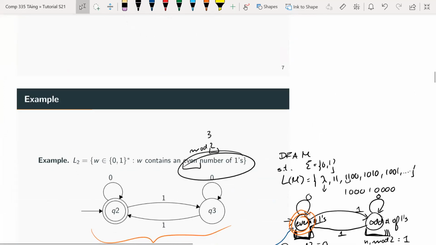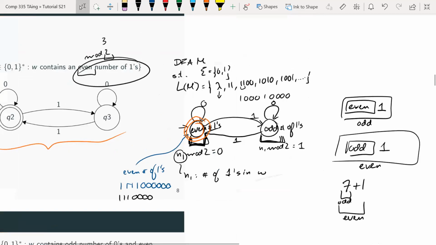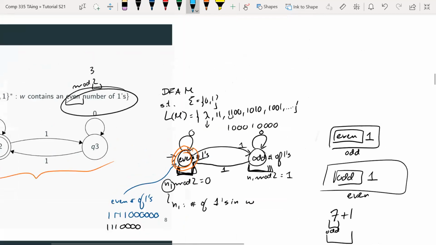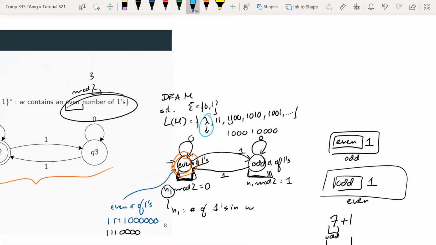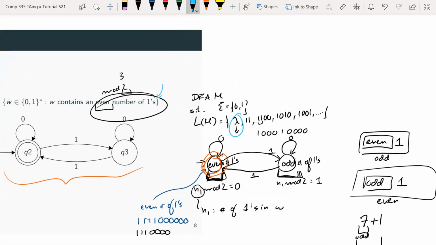What about lambda? Very good question. Excellent question. I like that question. So we agree that lambda should be in this language, right? Because lambda, what's the number of ones of lambda? It's 0. Yes, and remember, don't forget, 0 is an even number.